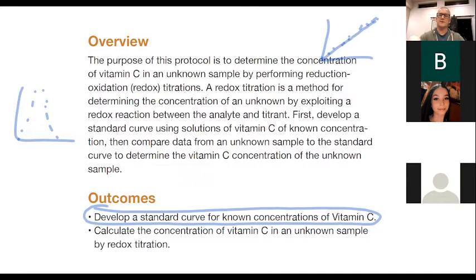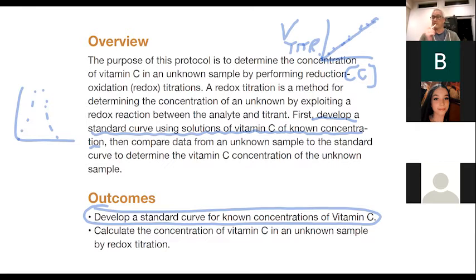You see, look right here. So it says we develop a standard curve using solutions of vitamin C with known concentrations. So basically what we're doing is we're plotting something against known concentrations of vitamin C. So that's what we're doing. So you have known concentrations of C here. And then over here, we're going to have volume of our titrant.